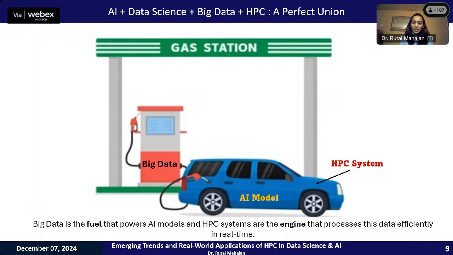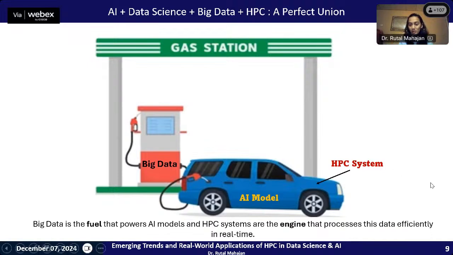So we can say in simple terms, big data is the fuel that powers the AI model, and HPC systems are the engine that processes that data efficiently in real time to get interesting insights. So none of the parts is optional. We require all these things, AI, big data, HPC systems, and data science, to work in synergy. That's why we can call it a perfect union.